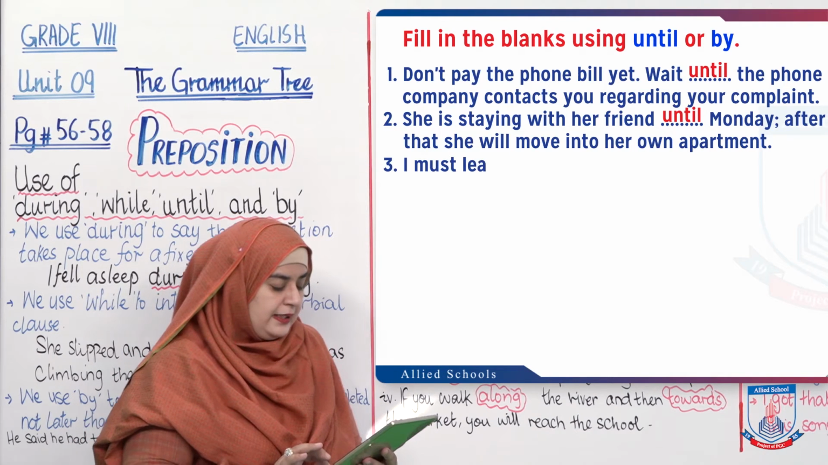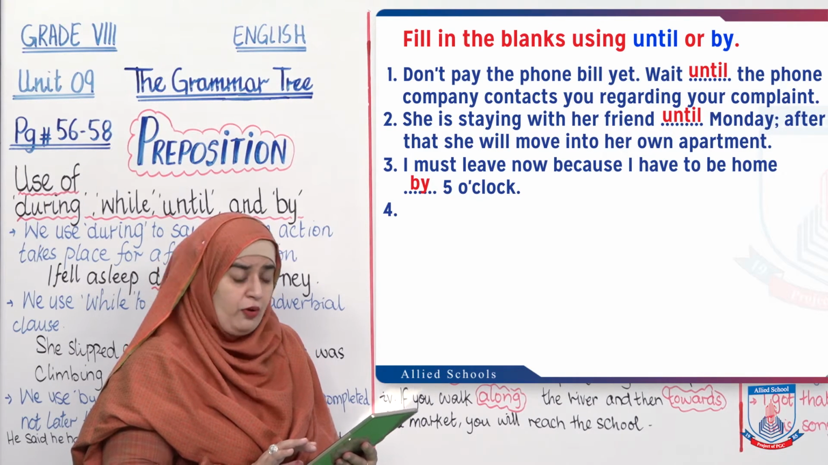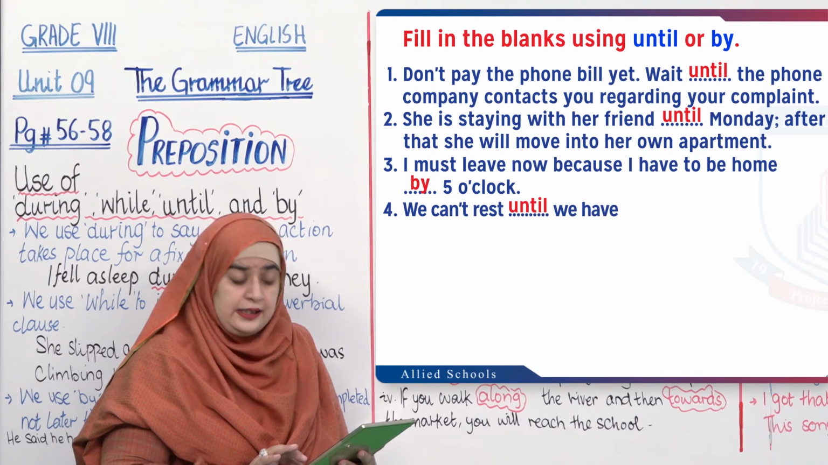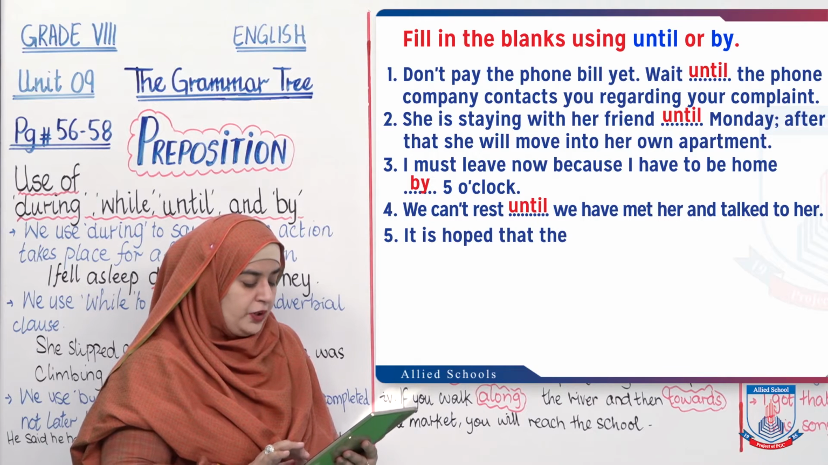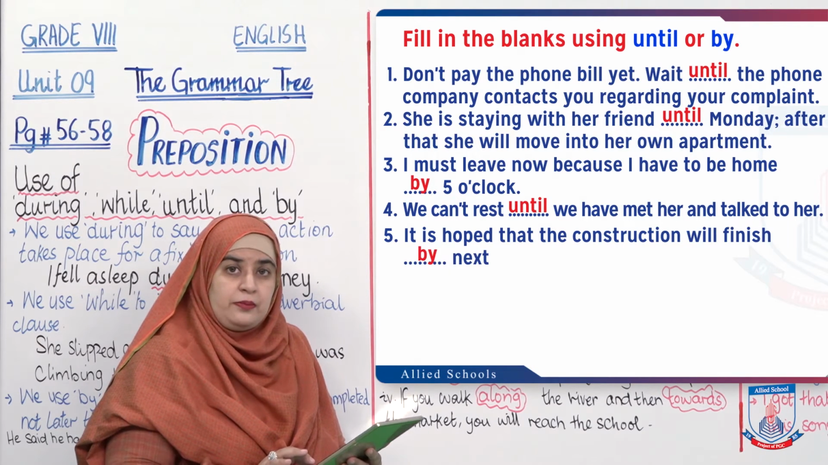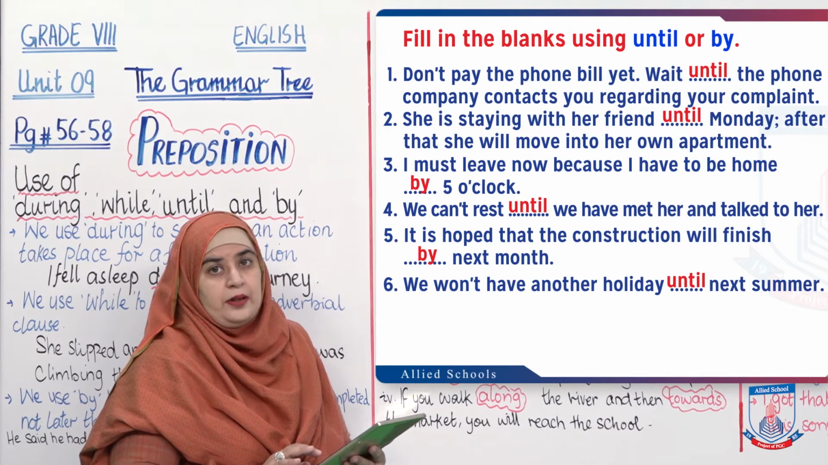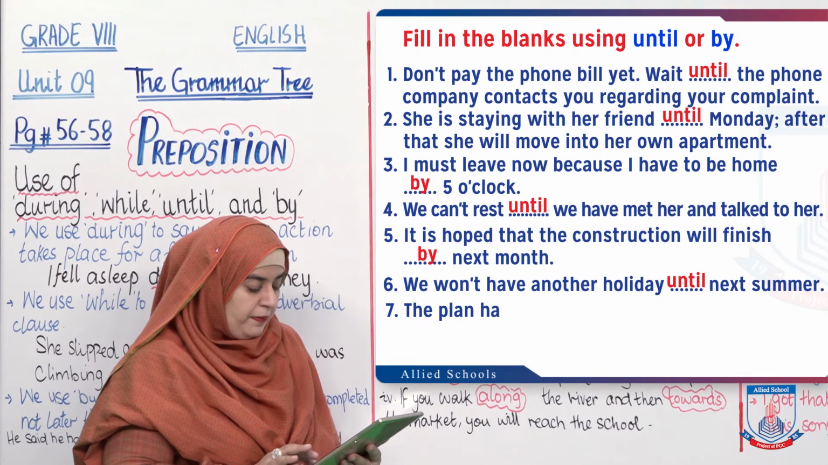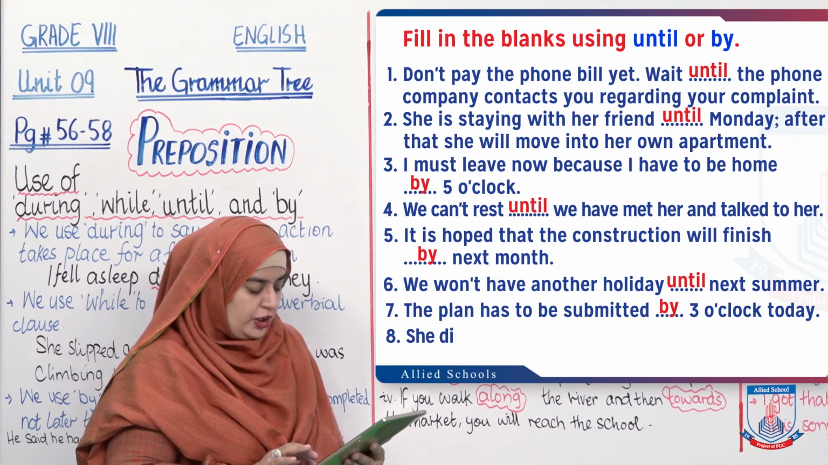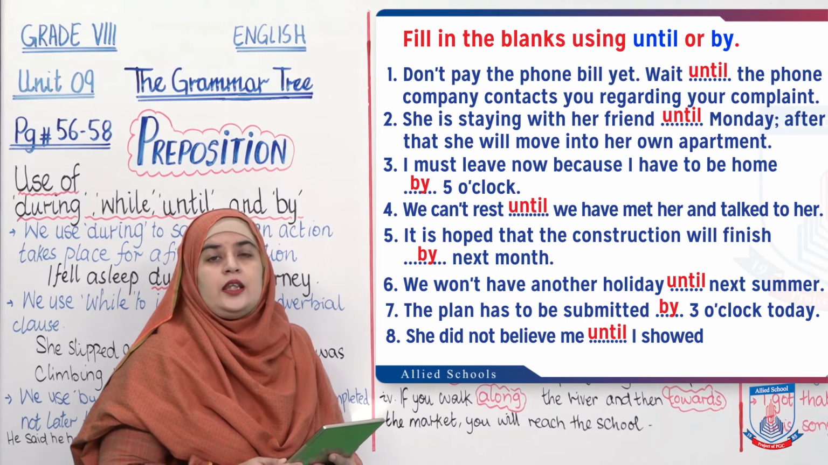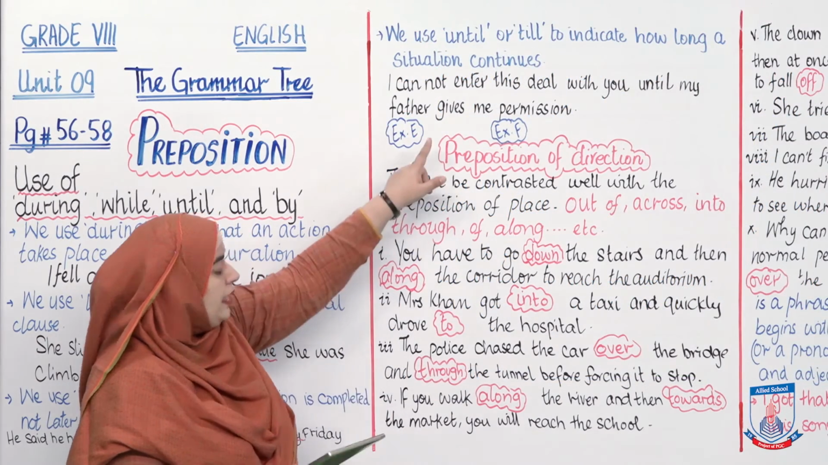Number 3. I must leave now because I have to be home by 5 o'clock. Number 4. We can't rest until we have met her and talked to her. 5. It is hoped that the construction will finish by next month. 6. We won't have another holiday until next summer. 7. The plan has to be submitted by 3 o'clock today. And the last sentence is, she did not believe me until I showed the letter to her, or until I showed her the letter. So this was all exercise F.